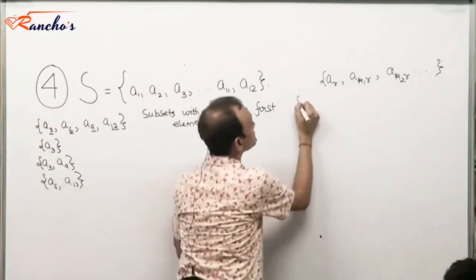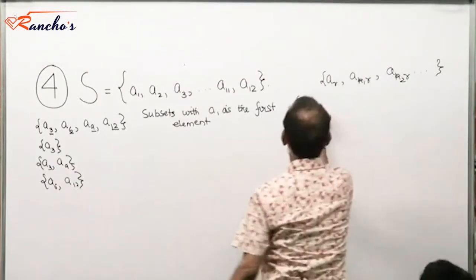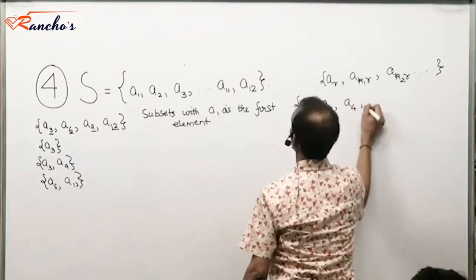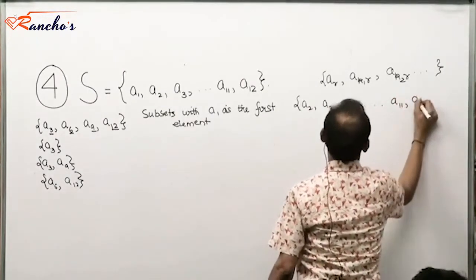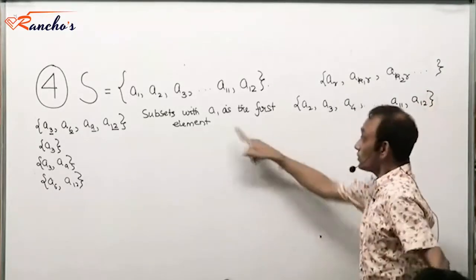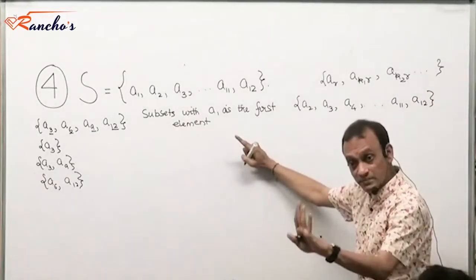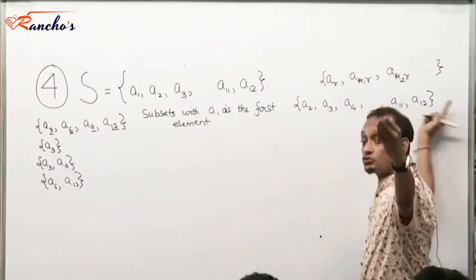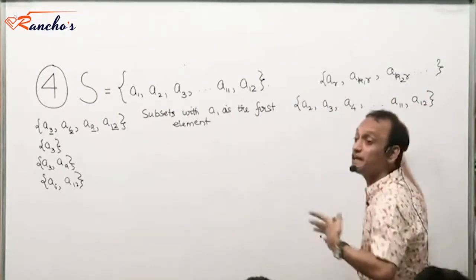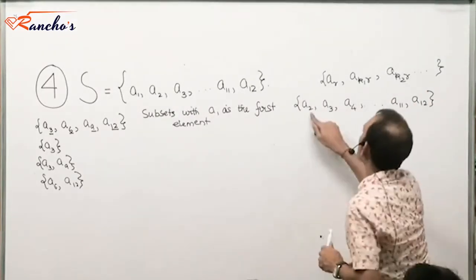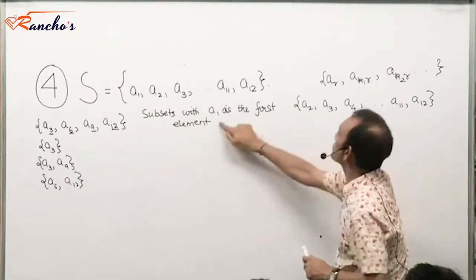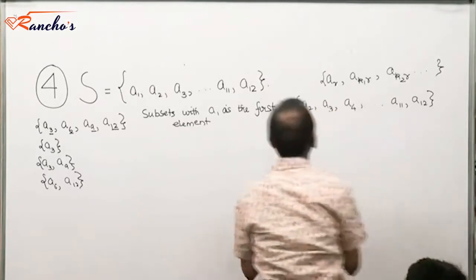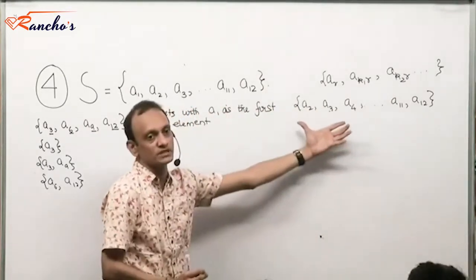Now, in that subset, the rest of the elements would have to be chosen from A2, A3, A4, up to A11, A12. Yes or no? If A1 is the first element of that subset, then the rest of the elements must necessarily be chosen from this set only. Yes or no? Because in this case 2 is a multiple of 1, 3 is also a multiple of 1, 4 is also a multiple. Not an issue, right?